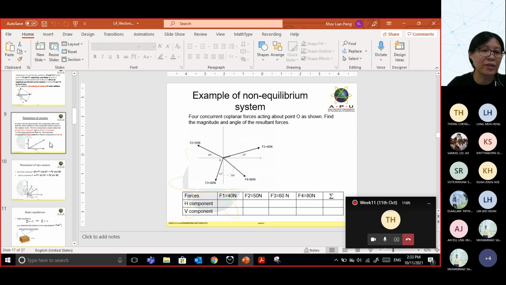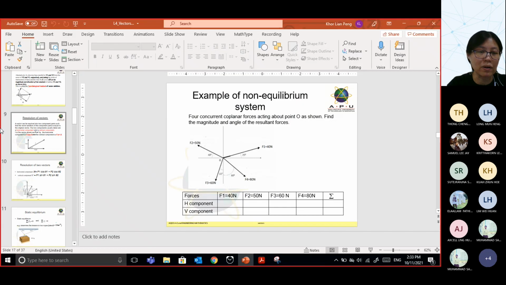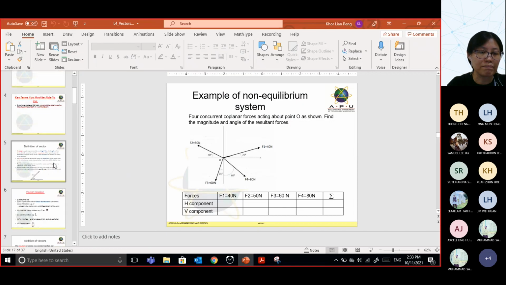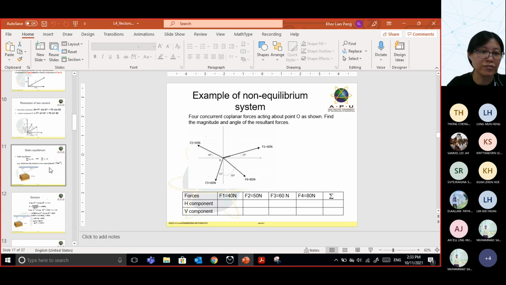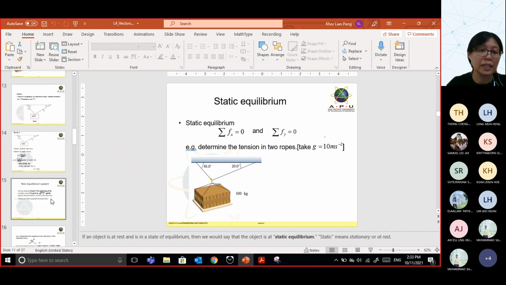Okay, let's have some recap on the slides that we have gone through, right? So we have gone through the static equilibrium. So later we'll have the questions about static equilibrium.